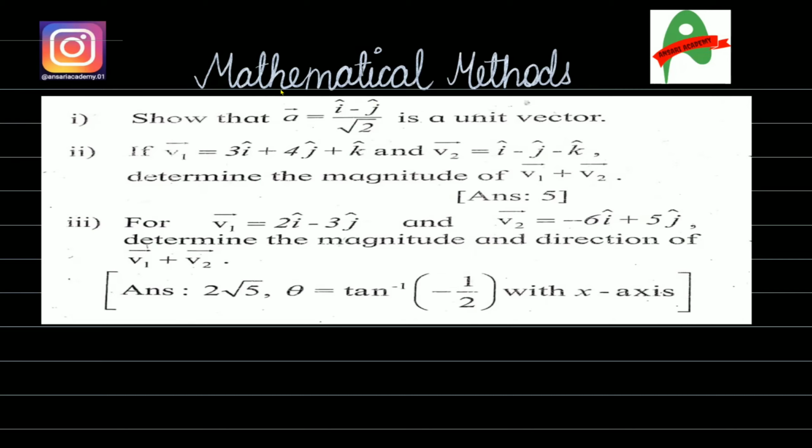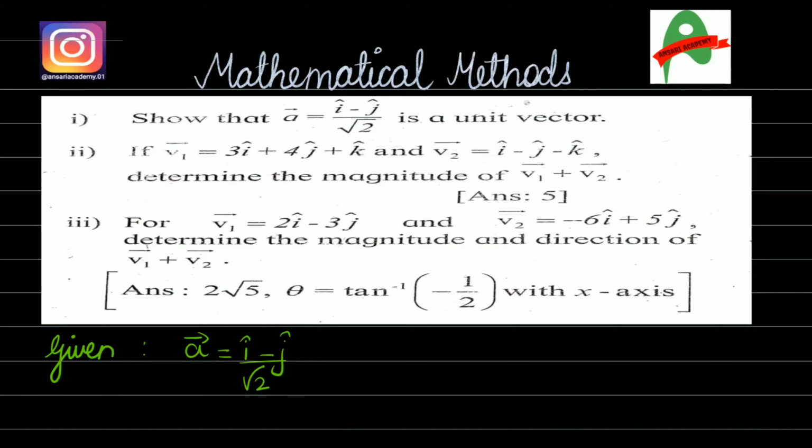In today's session of mathematical methods, we are going to discuss the numericals related to this chapter. So let's get started. In our first question, it says: show that vector A equals i cap minus j cap divided by under root 2 is a unit vector. In this question, we have to determine whether A itself is a unit vector. That is, vector A equals i cap minus j cap divided by root 2.